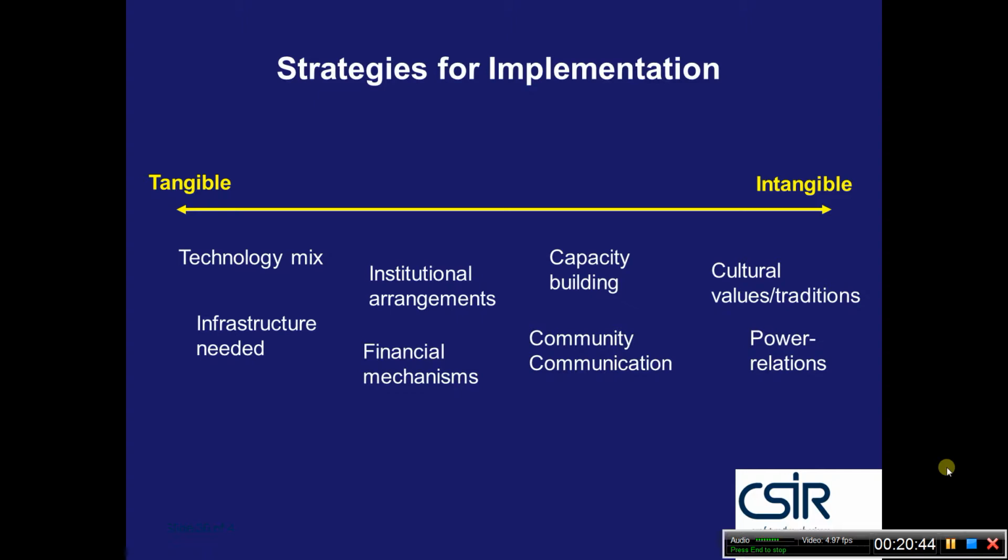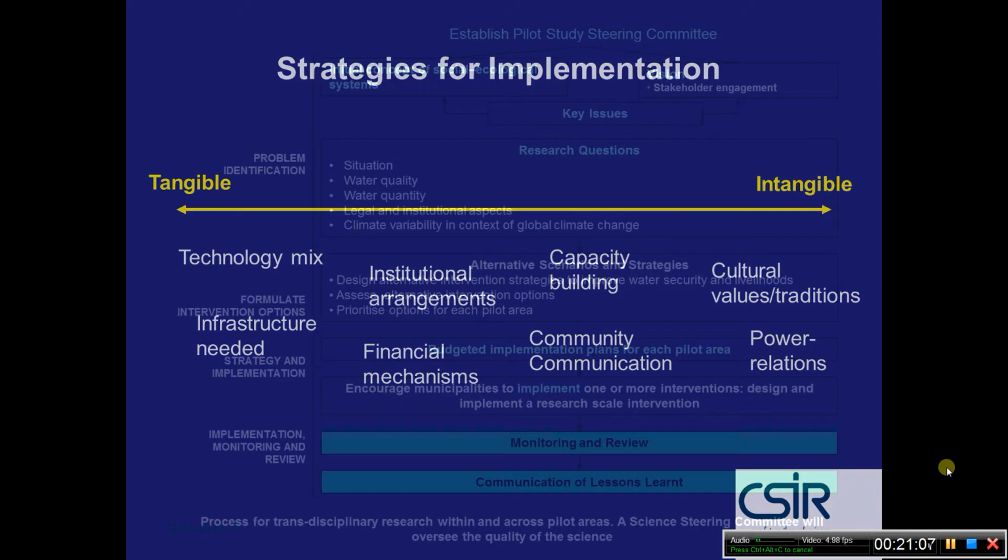Say you're doing something like implementing a capacity building program. Even that can have influence on power relations. It can have an influence on social structures. And of course, financial mechanisms there are important. And the sustainability of the capacity building program is important. So it's trying to look at each of these strategies for implementation in a multidimensional way.